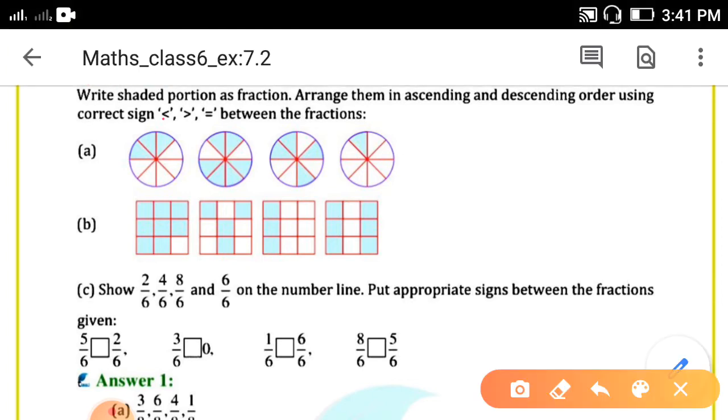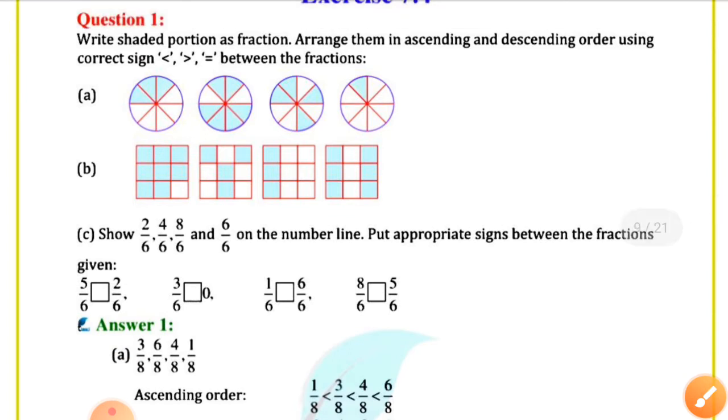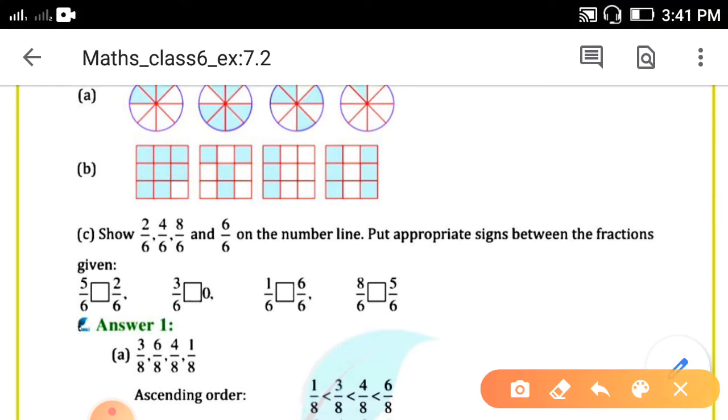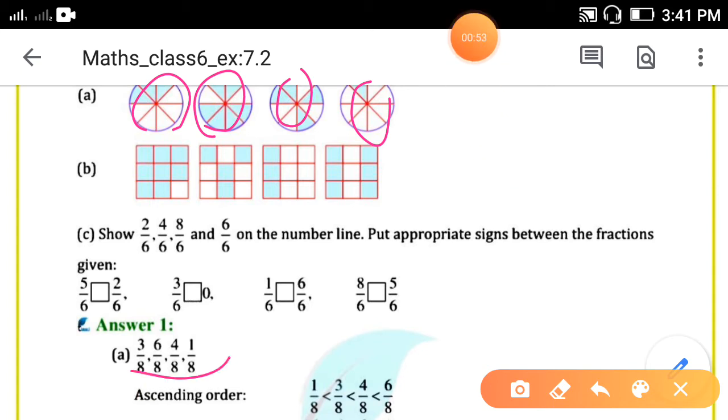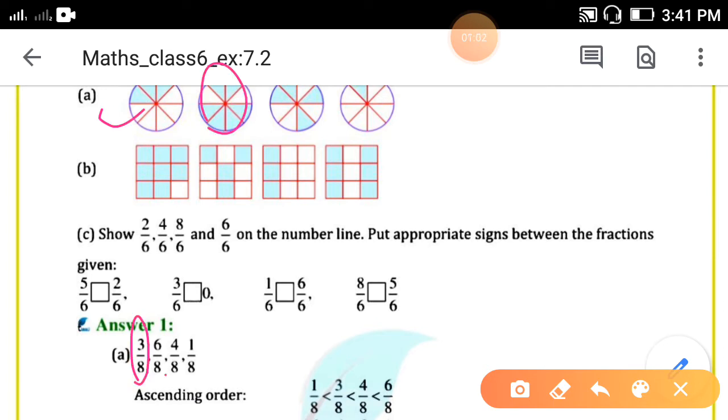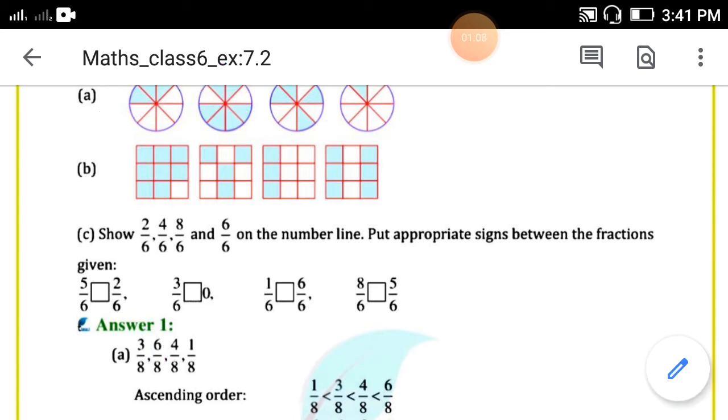First figure, 4 figures are given, 4 circles are given. So you have to convert the circle into a fraction. Total 8 parts in each circle. So in each and every fraction the denominator will be 8. Then in the first circle 3 shaded portions, so numerator is 3. In the second one 6, third one 4 parts, and in the last one 1 part.